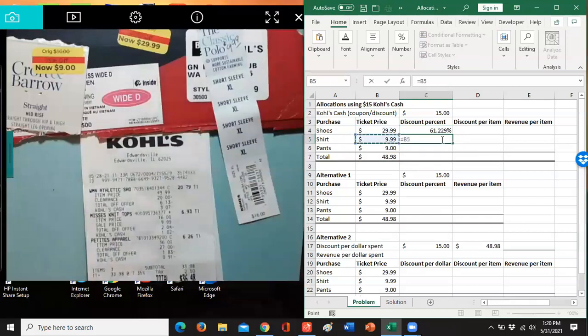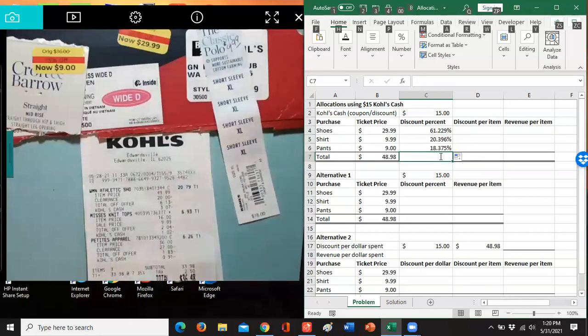So my $9.99 divided by my $48.98 is 20%. Since I use those dollar signs, I can copy that down. Then I can sum this. And since I've got the split screen, you can't see the auto sum. If you hit Alt equals, that will do the sum for you, as long as you don't have spaces in your rows. Make sure that's 100%.